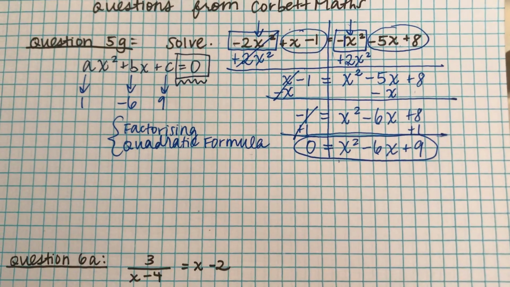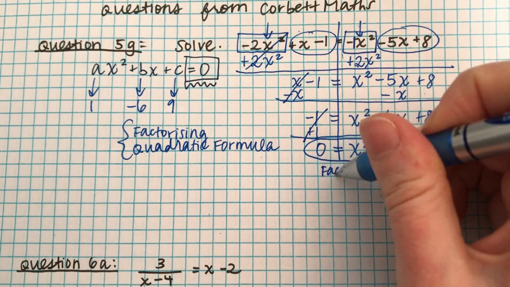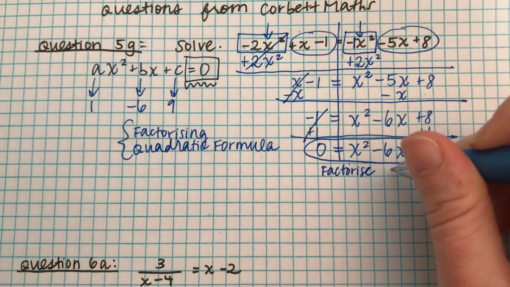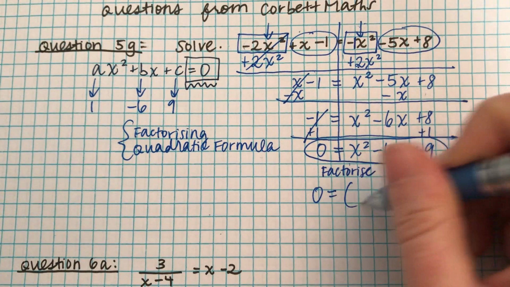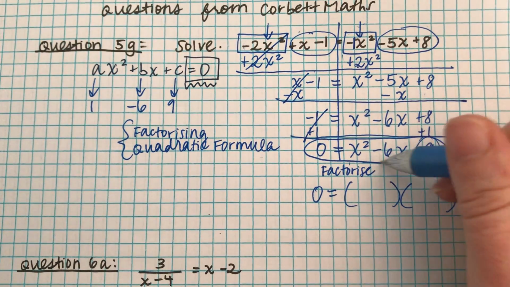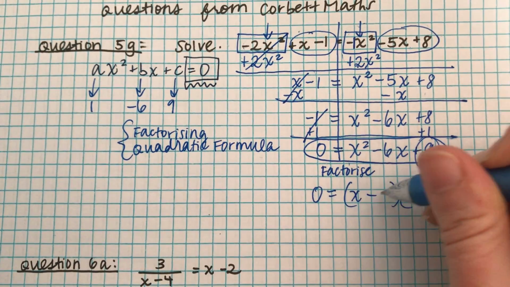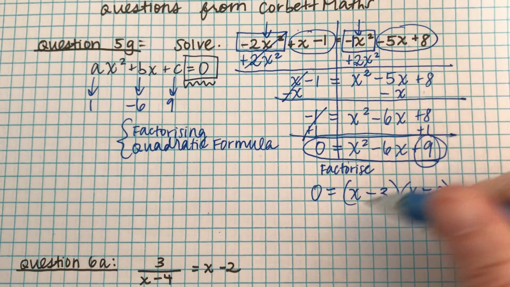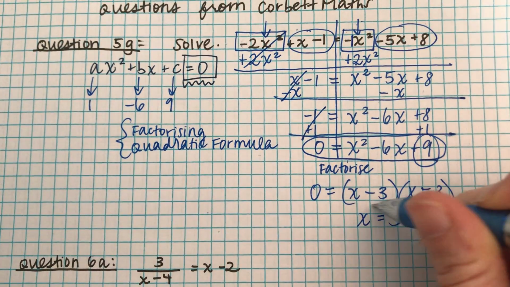Let's see, so if I factorize this, you would end up with 0 equals, double brackets, the two factors of 9 that add up to minus 6 are minus 3 and minus 3. So my answer is going to just be 3.